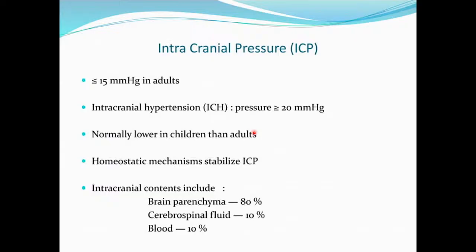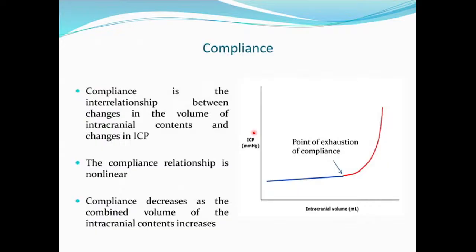From the Monro-Kellie hypothesis, we can understand that brain parenchyma occupies 80%, CSF occupies 10%, and blood comprises about 10% of the intracranial content. What is compliance? It is the relationship between the changes in volume of intracranial content and changes in ICP. From the Monro-Kellie hypothesis, inside a cranial cavity only three things can remain: the brain, CSF or the blood.